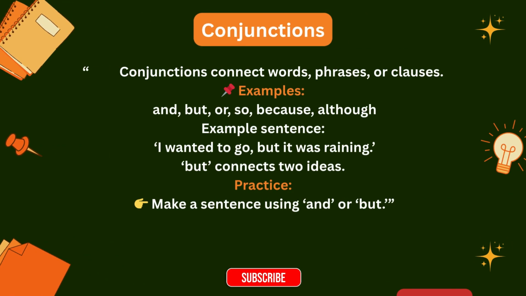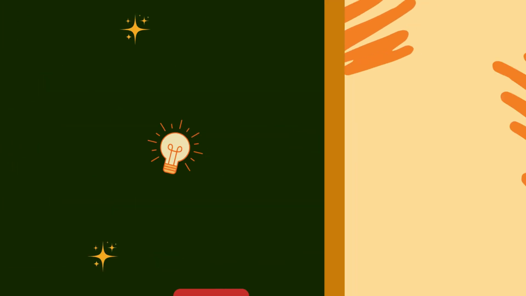Conjunctions. Conjunctions connect words, phrases, or clauses. Examples: and, but, or, so, because, although. Example sentence: I wanted to go, but it was raining. But connects two ideas. Practice. Make a sentence using and, or, but.